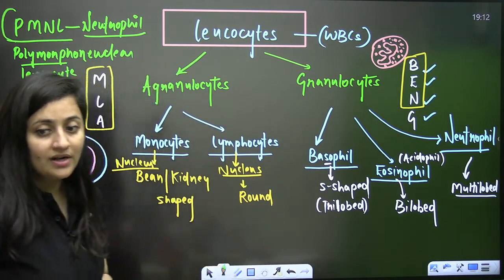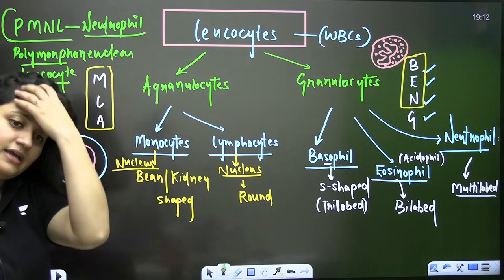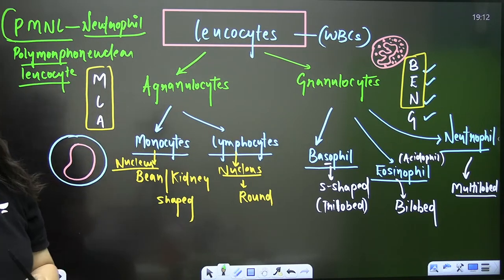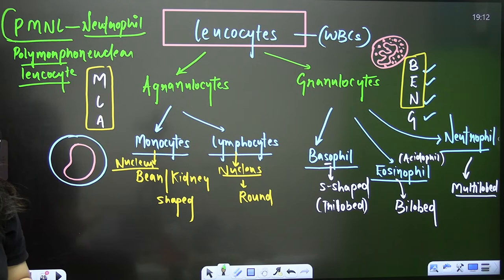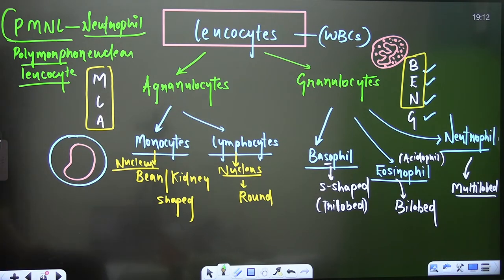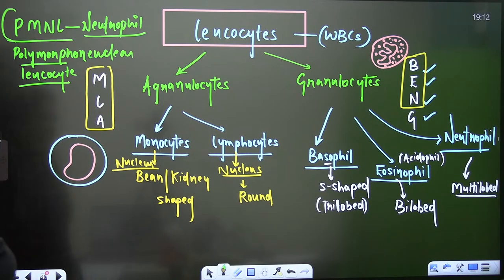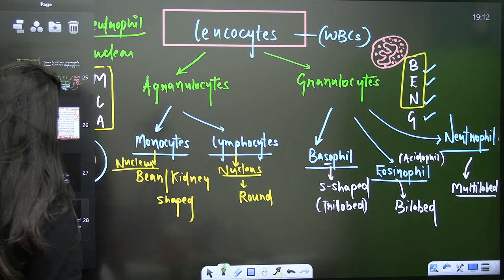These neutrophils are what? They are multilobed. Is that clear? So do you know the most abundant type of WBCs? Let me draw the table.